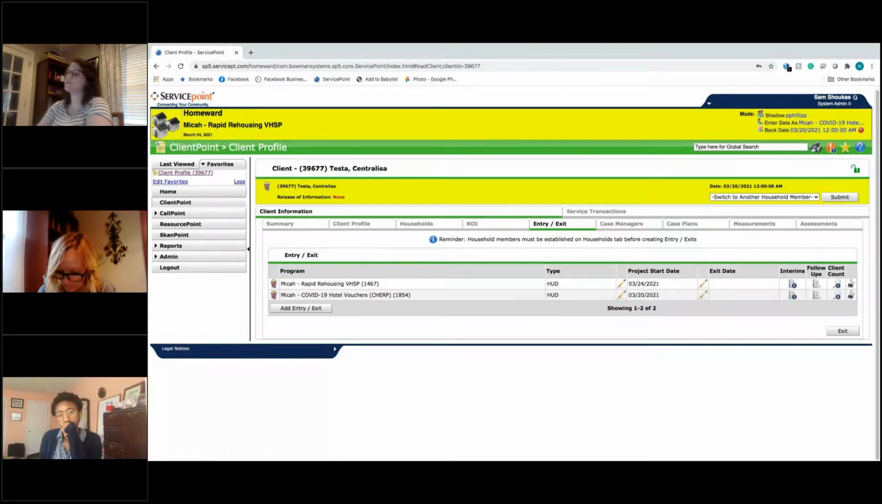So if someone starts a project on January 1st, you have in between December 2nd of this year and January 31st of next year to complete their annual assessment. So you have a 60-day window to actually do it. But it has to be around their project start date. Is there any questions about annual assessments?